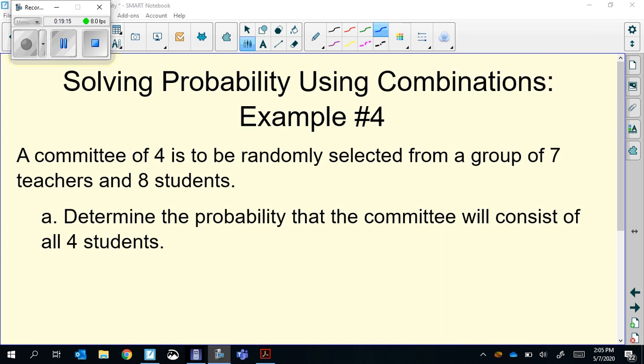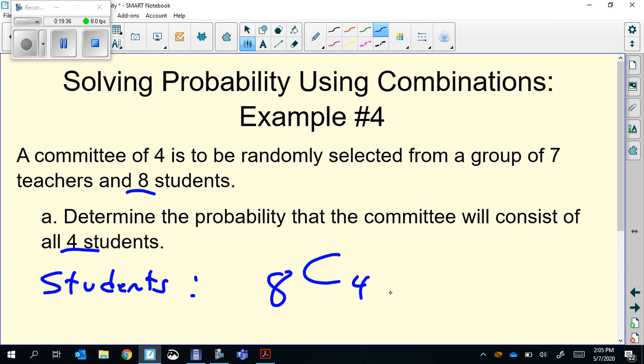All right, here's another one. A committee of 4 is randomly selected from 7 teachers and 8 students. What's the probability that it'll be all 4 students? So there are 8 students to choose from. We're picking 4, so we're doing 8 choose 4, or 8C4. And then our total, we have 7 teachers and 8 students, so that's 15 total. We're making a group of 4.